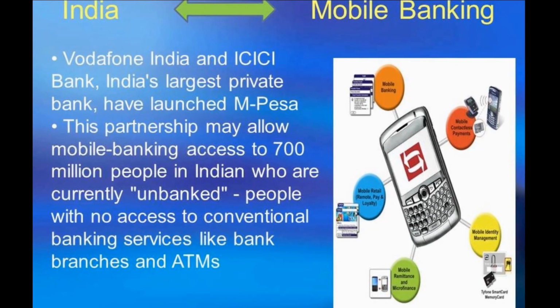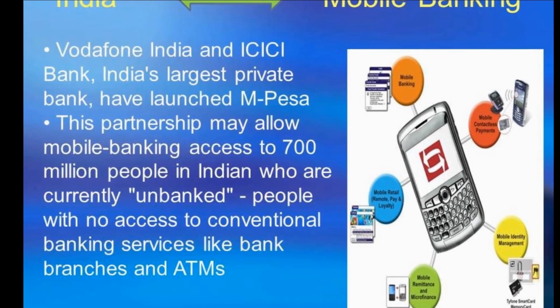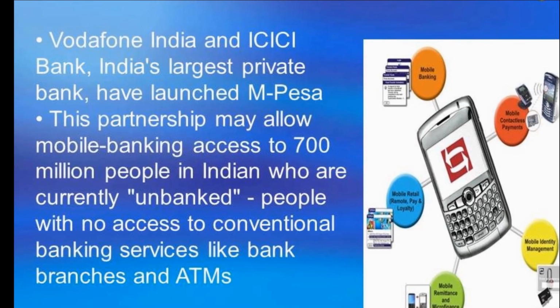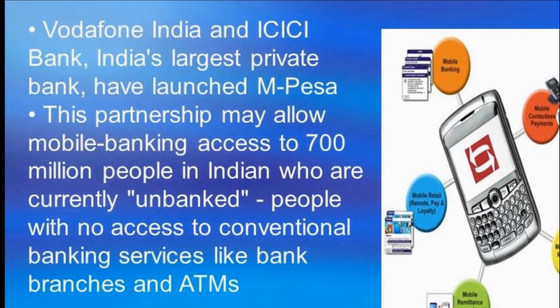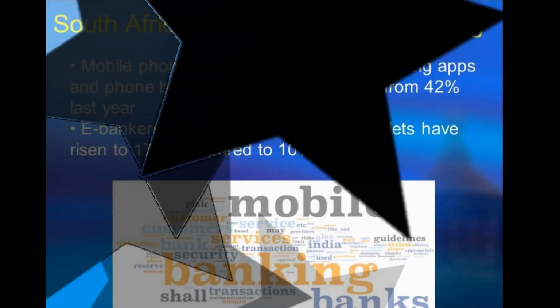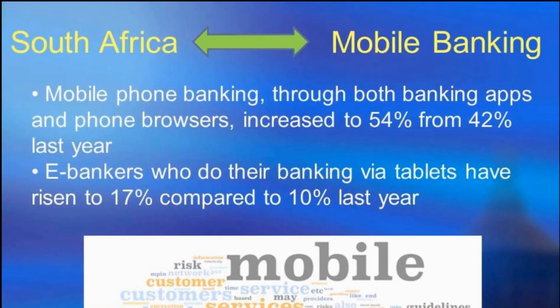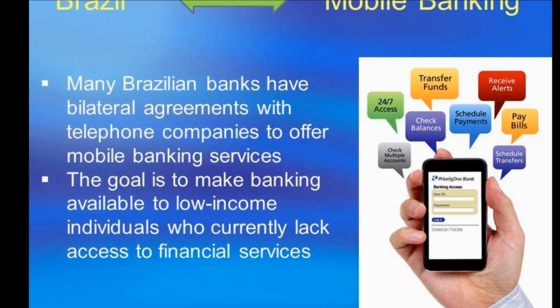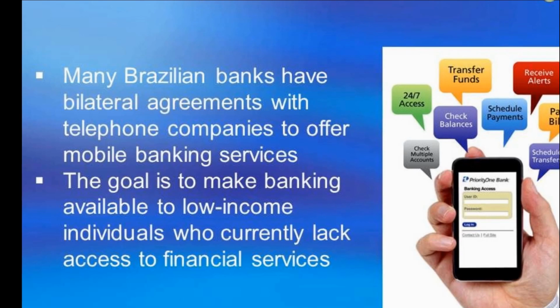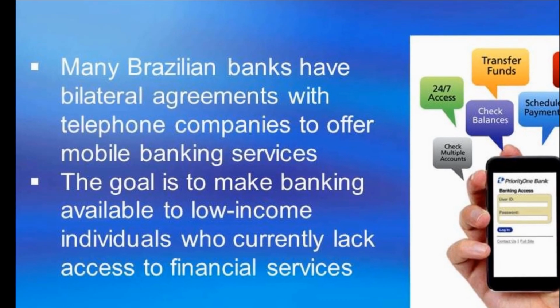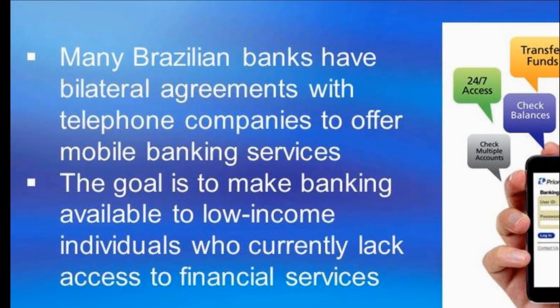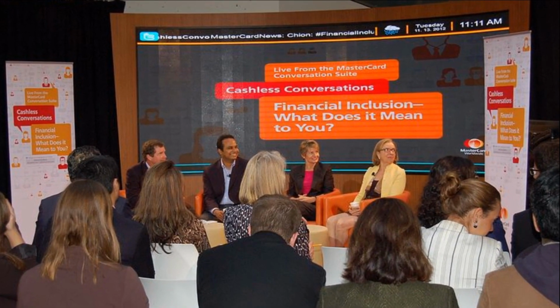India's largest private bank has launched M-Pesa, which will allow more than 700 million unbanked people in India to have access to financial inclusion. For South Africa, the number of mobile banking users increased by 12% last year. In Brazil, many Brazilian banks cooperate with telephone companies to provide mobile banking services to low-income individuals who currently lack access to financial services.